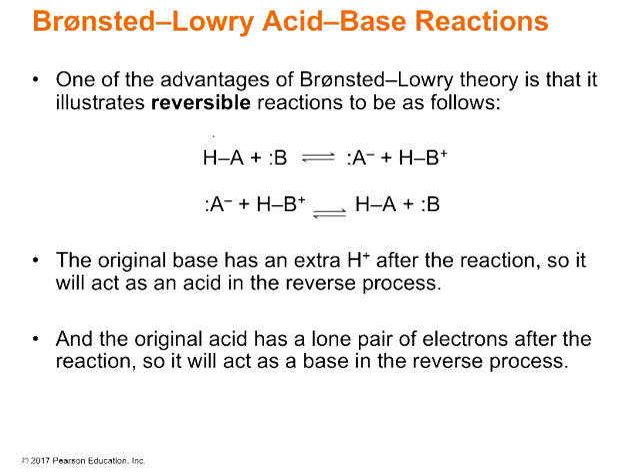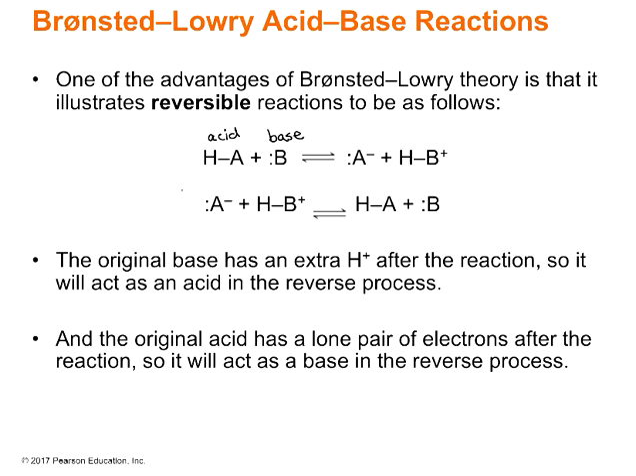Now, one of the advantages of Brønsted-Lowry theory is that it illustrates reversible reactions. So we did see a reversible reaction between ammonia and water, but let's look at our generic acid-base reaction from earlier. So here we have our acid and our base, and we produced 2 products from that reaction, one with a negative charge and one with a positive charge. Now, what if we flipped the reaction so that the products were actually the reactants?